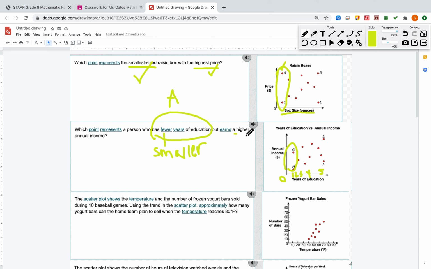Now we're going to look for a higher annual income. So we go to the annual income axis. H is pretty close to 0, but G is pretty high. So G is going to make a lot more than H, and G would have a higher annual income. So G is our correct answer. G doesn't have the highest annual income. That would be E, but that person also has a lot of years of education.